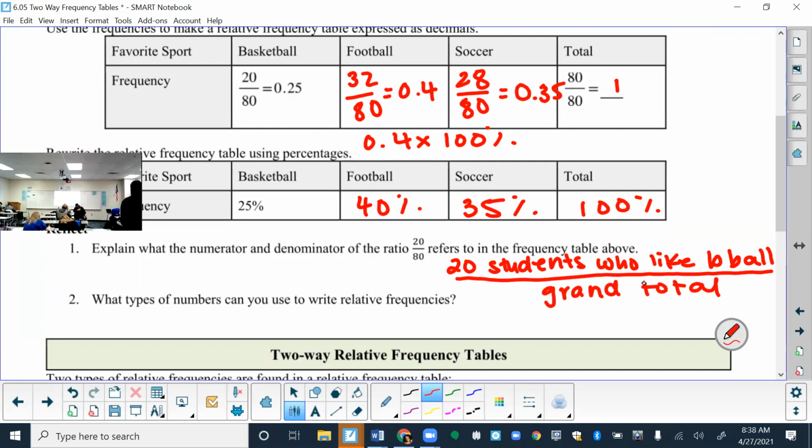For the types of numbers you can use to write relative frequencies, anyone know? We can write them as decimals. What else? Fractions and percents. Good.